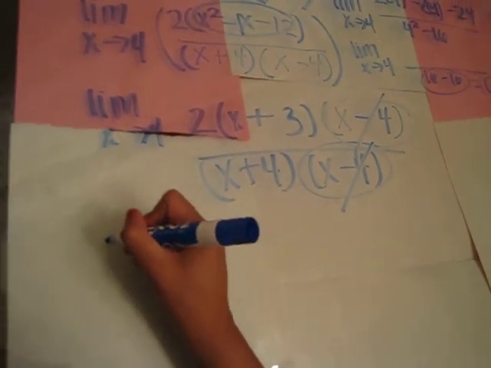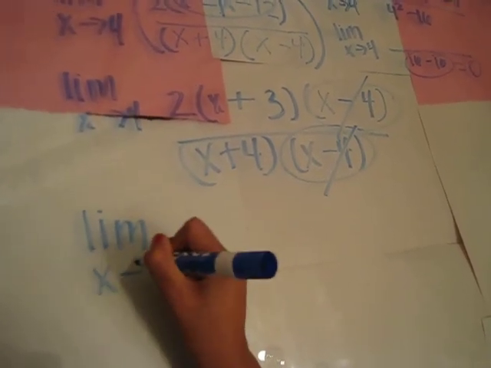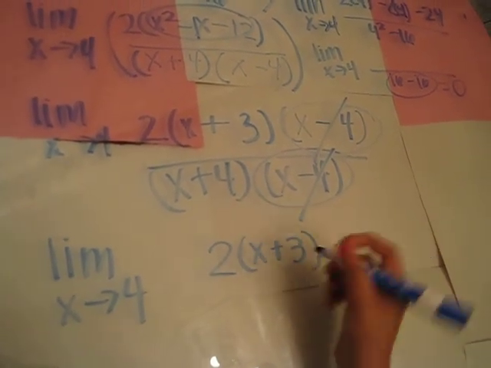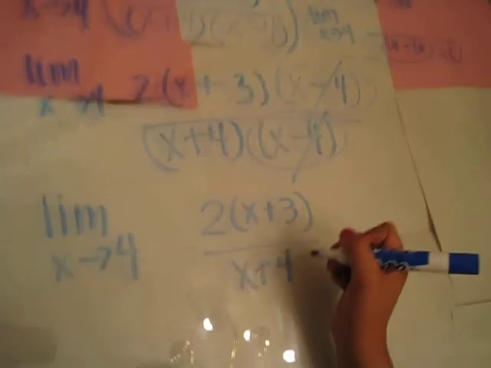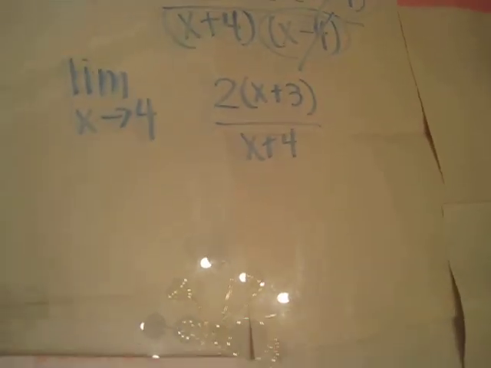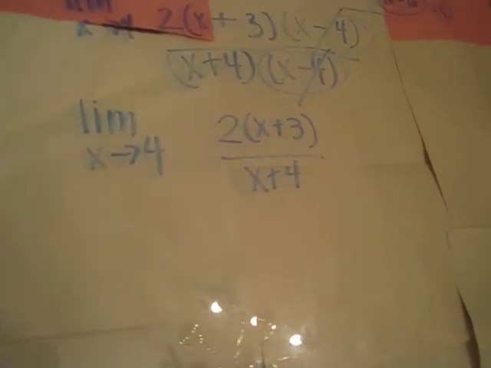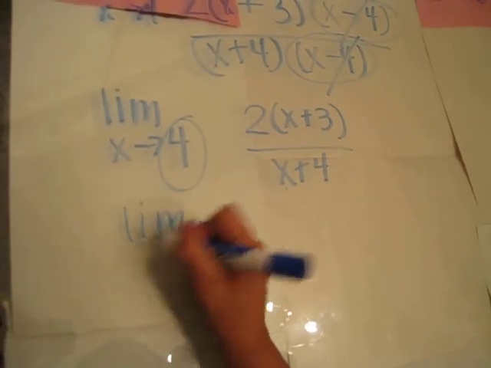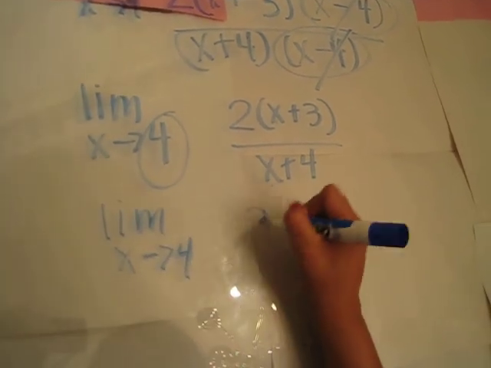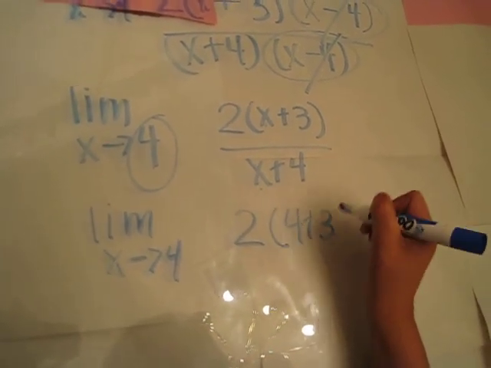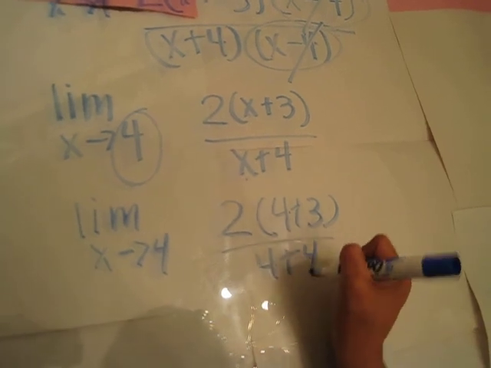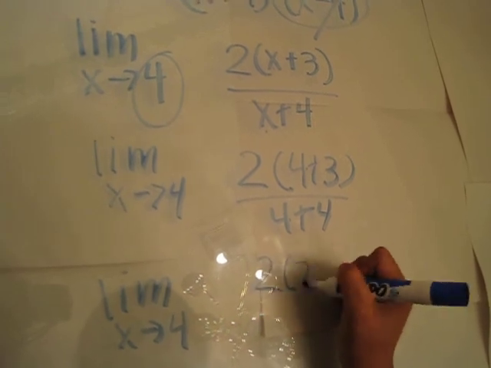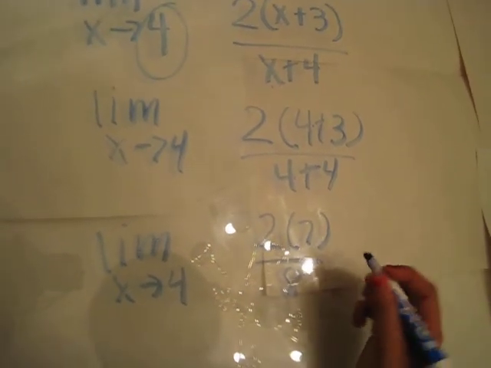And then you're left with the limit as x approaches 4 of 2 times (x plus 3) over (x plus 4). And the next thing that you do to finish off solving would be to go back to your original method and plug in your 4 to your x's. So you're going to get the limit as x approaches 4 of 2 times (4 plus 3) over (4 plus 4).